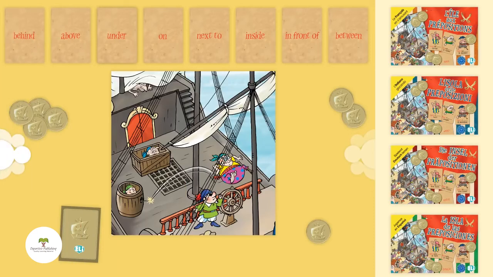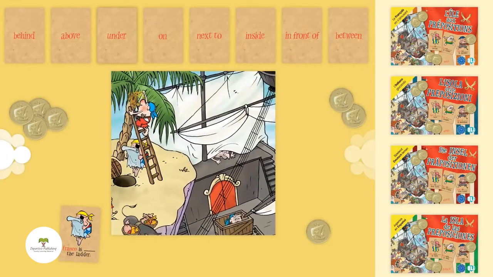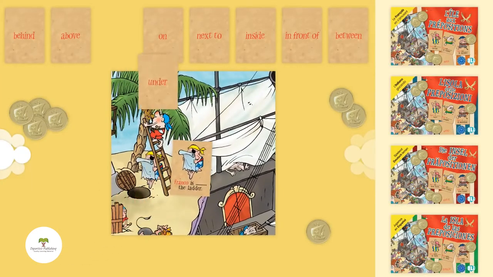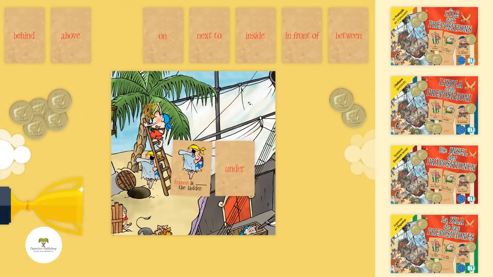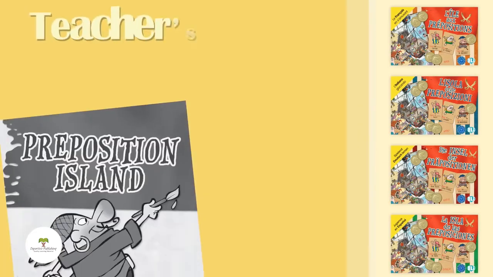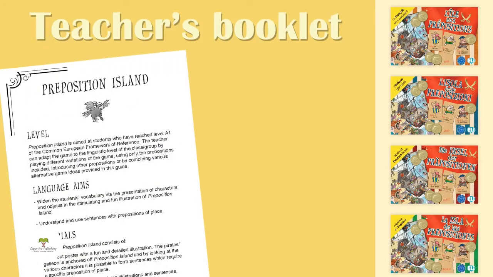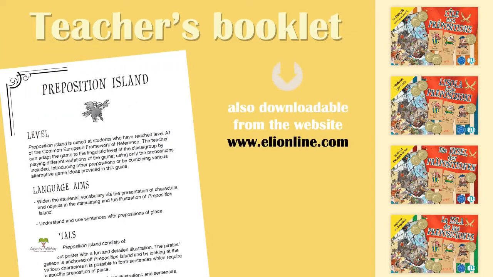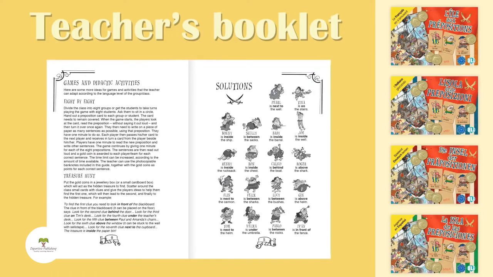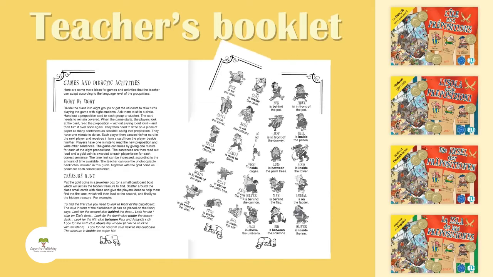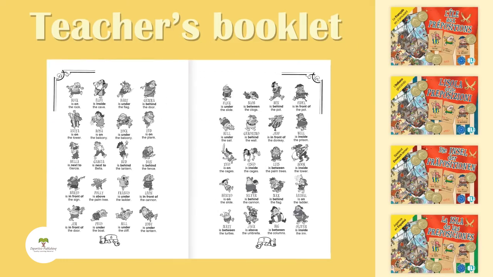The game ends when there are no cards left in the deck. The winner is the player or team collecting the most doubloons. The teacher's booklet with the game rules is included in the box and also downloadable from the website. The booklet contains the solutions to the sentences and other ideas for extra fun activities like treasure hunt. All aboard! Let's sail to Preposition Island!